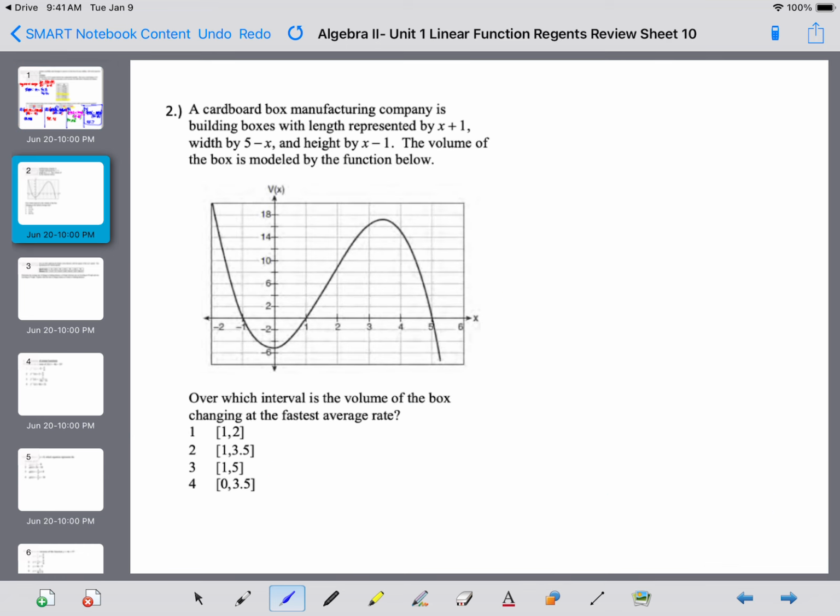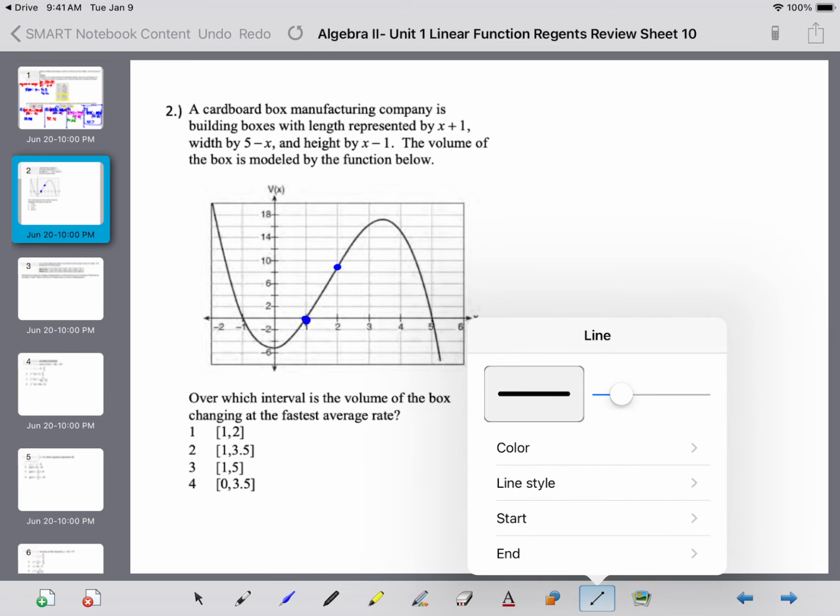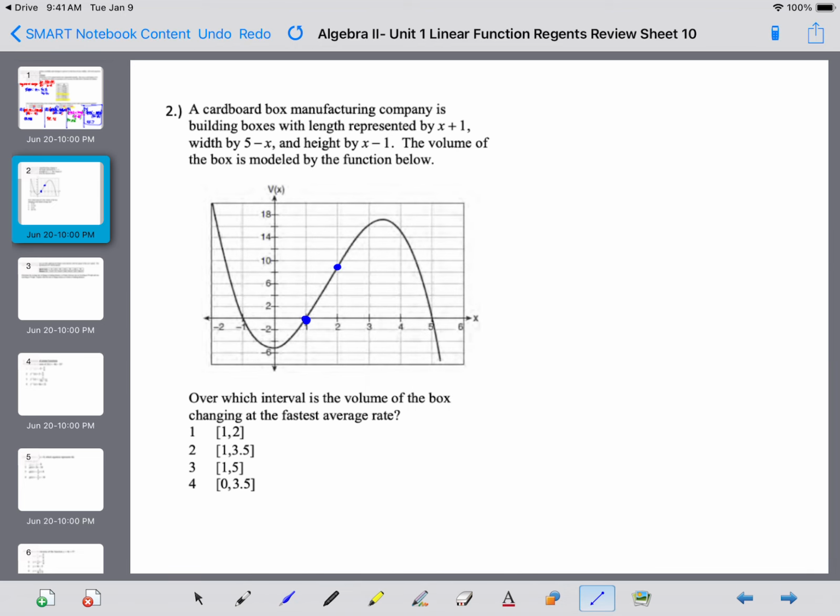Okay, now we have another average rate of change question. And it's asking which average rate of change is the fastest. So you could use that formula that we just did, or you could kind of connect those. You could show the average with linear functions, right? So from 1 to 2.